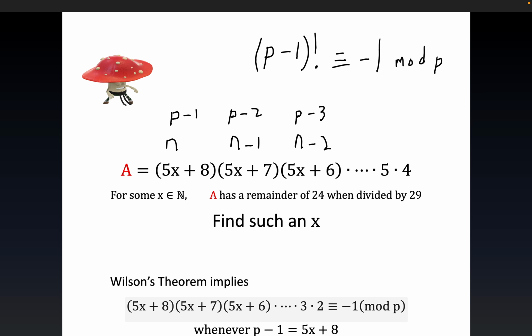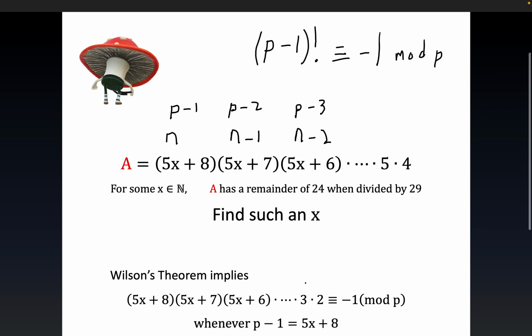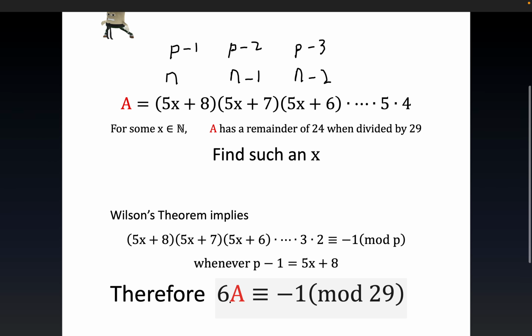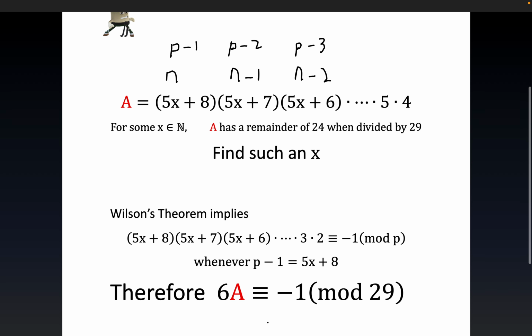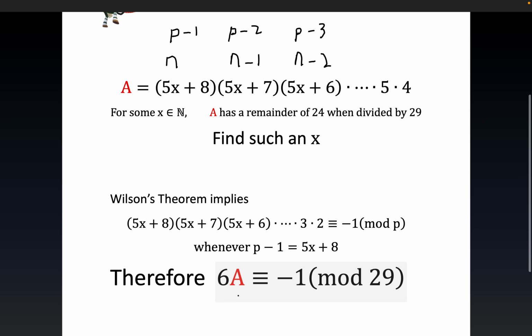But this is the full Wilson's theorem; here we ended in 4, here we ended in 3, 2. But from here, we can move on and state, since the 2 and the 3 are missing, we would say 6 times a. In other words, this object a times 6 is this object right here. So if we can solve for a, we'll be done with the problem.